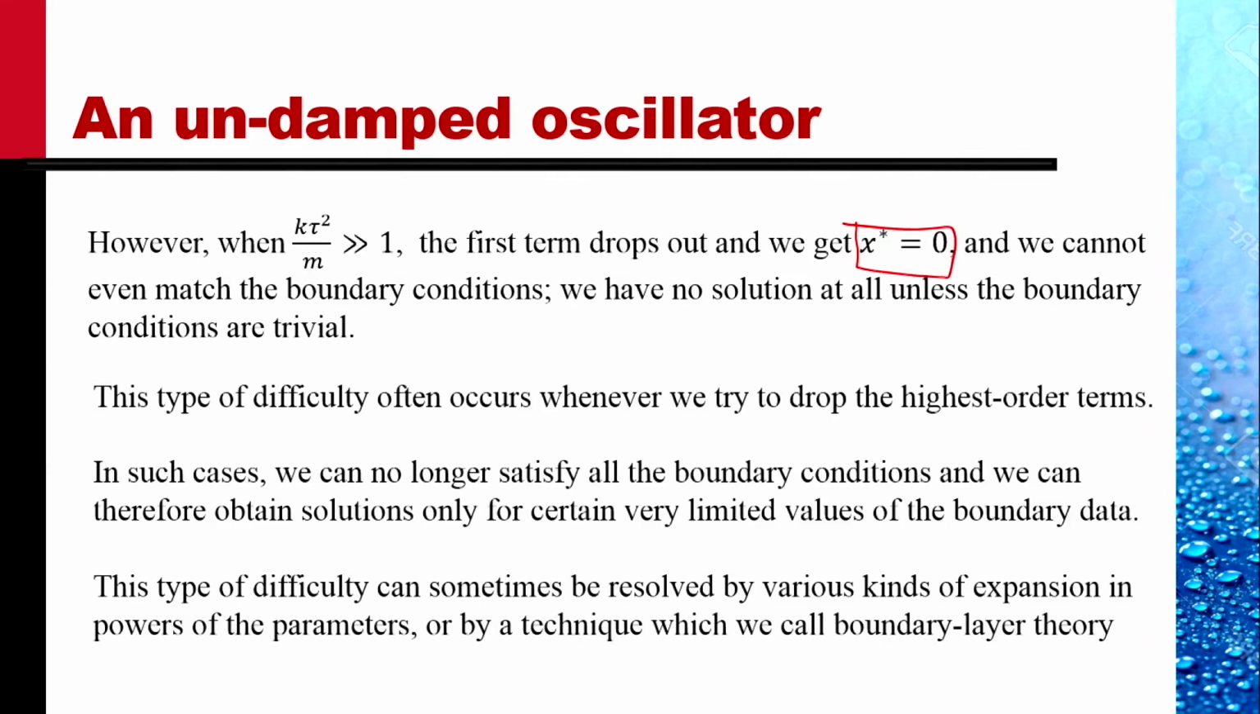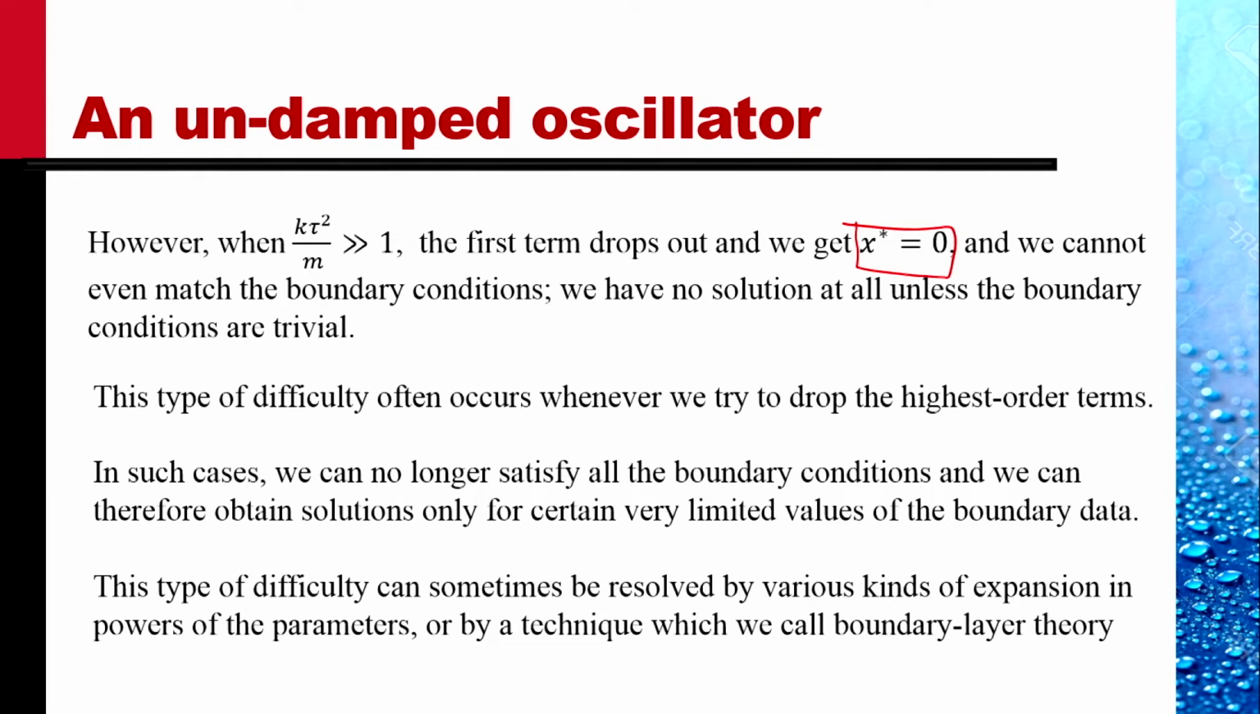This type of difficulty often occurs whenever we try to drop the highest order term. In such cases, we can no longer satisfy all the boundary conditions, and we can therefore obtain solutions only for certain very limited values of boundary data. This type of difficulty can sometimes be resolved by various kinds of expansion in powers of the parameter or by a technique which we call boundary layer theory.